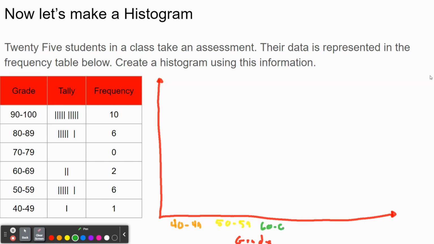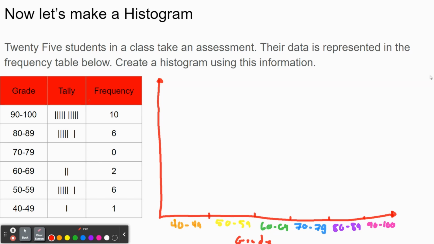60 to 69. 70 to 79. We do need to put that in there, even though we saw in the previous example there weren't any. 80 to 89. And 90 to 100. So, we have these categories listed here. We do kind of want to keep them the same size. And that is what's going to be on our x-axis.